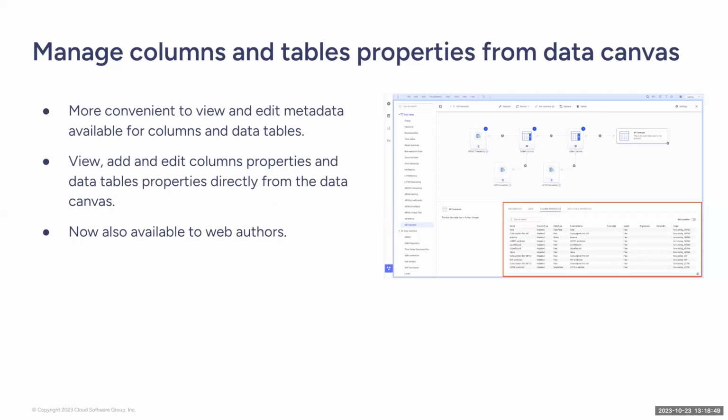So now analysts and report developers can view and edit column properties and data table properties directly from the data canvas when selecting a final data table node, both in the installed application and in the web client. So this capability makes it easier to view and edit metadata available for columns and data tables, such as the optional description of the content, customized sort order for the string columns, or number of decimals for a column.